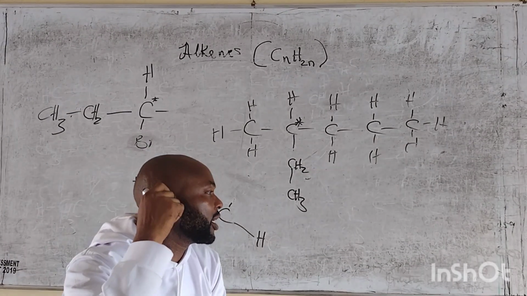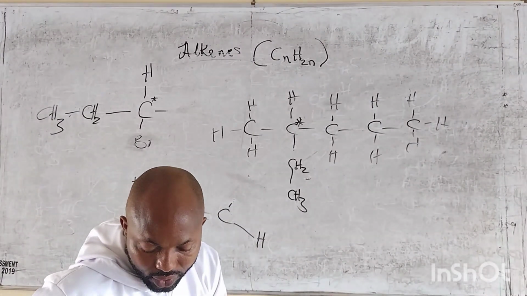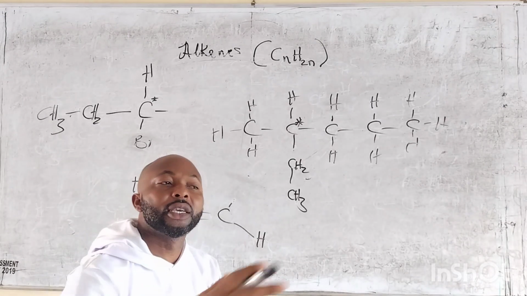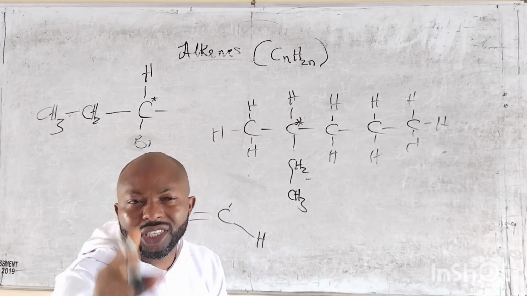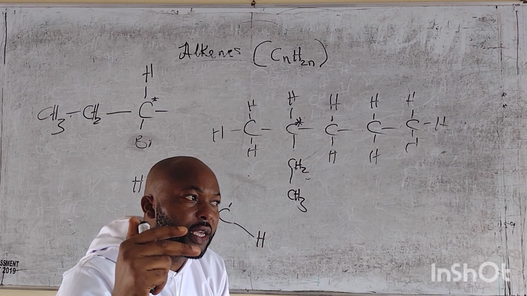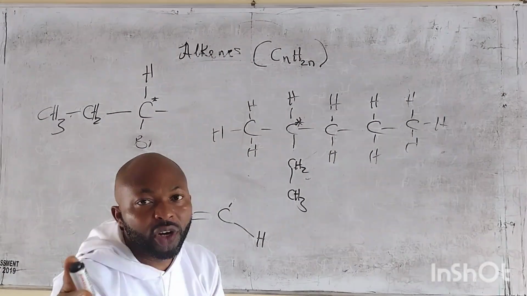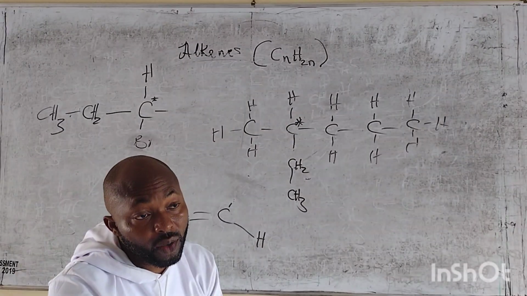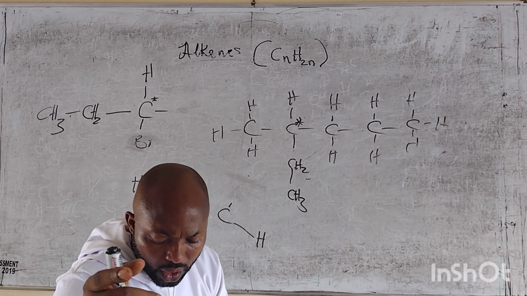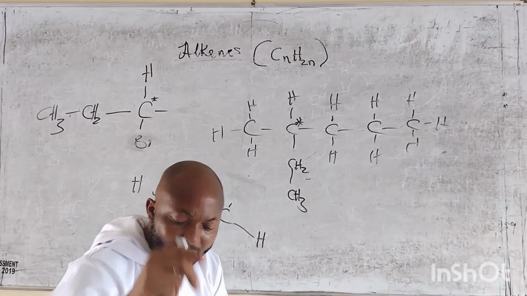We must first of all identify the longest continuous chain of carbon atoms, which must include the 2 carbon atoms containing a double bond. In this case, our longest continuous chain must have the carbons that contain the double bond. You cannot take the parent chain without it having the double bond in it, even if it is longer than the other one. The one that has the double bond should be the one you consider first. Then, name it as that of the corresponding alkane.